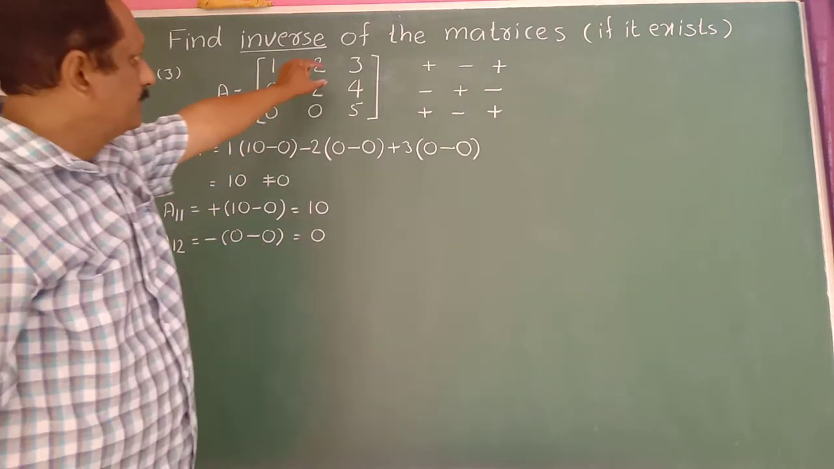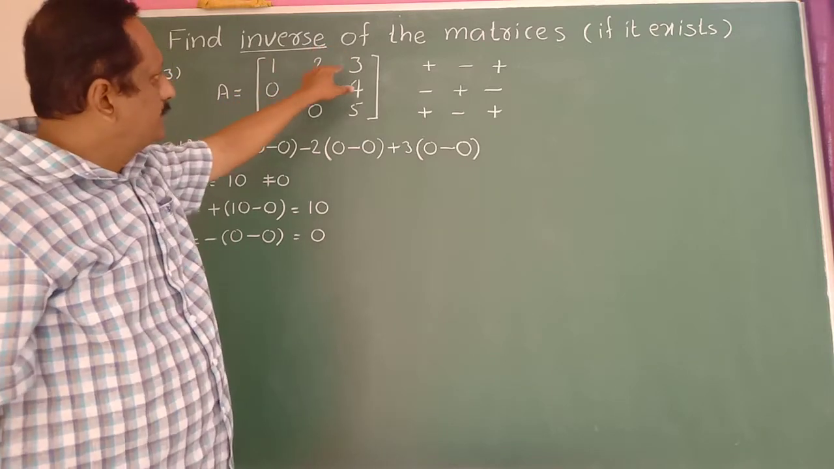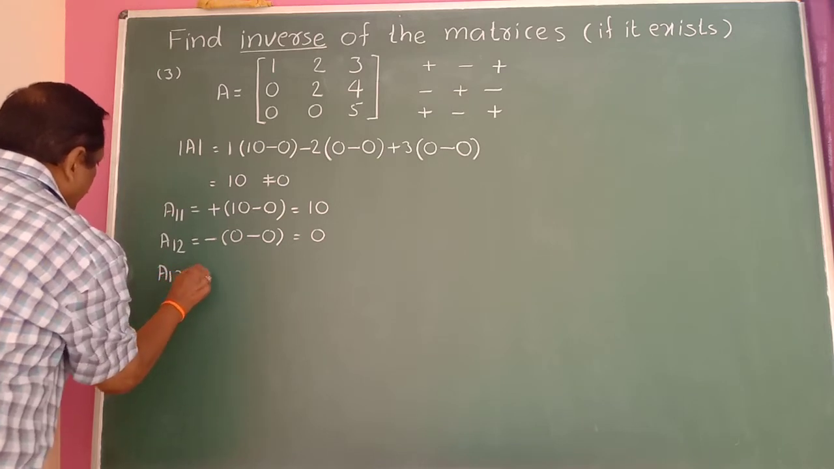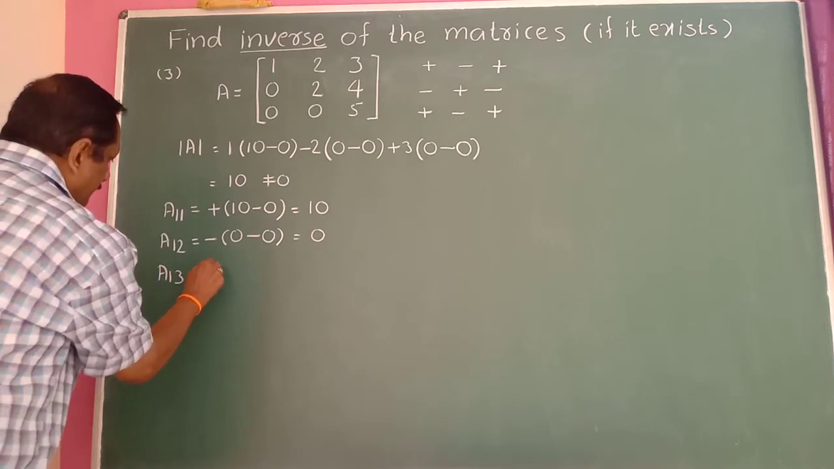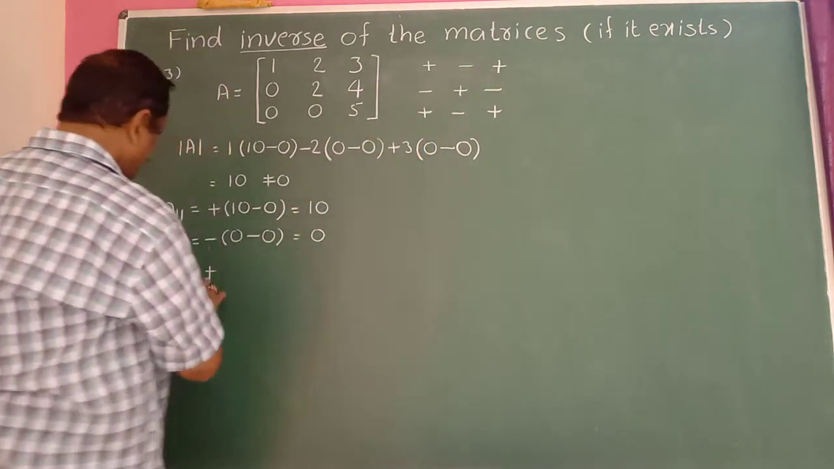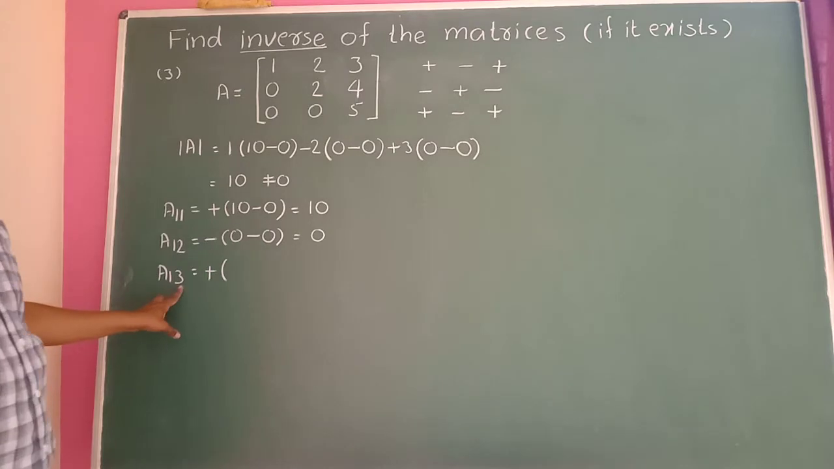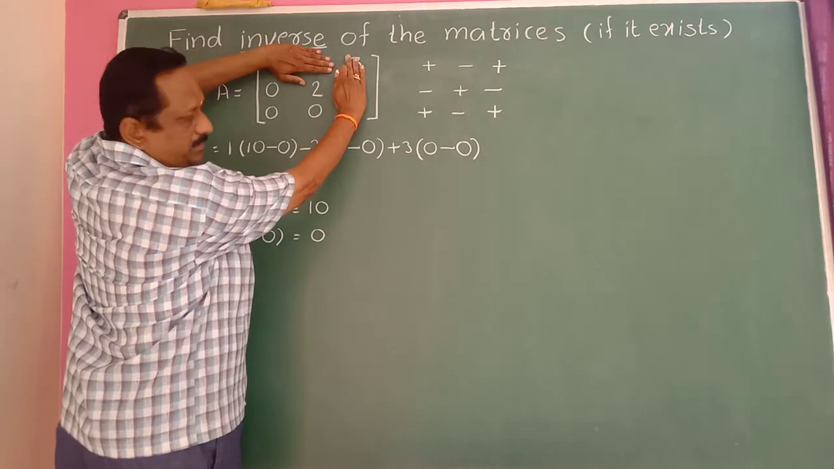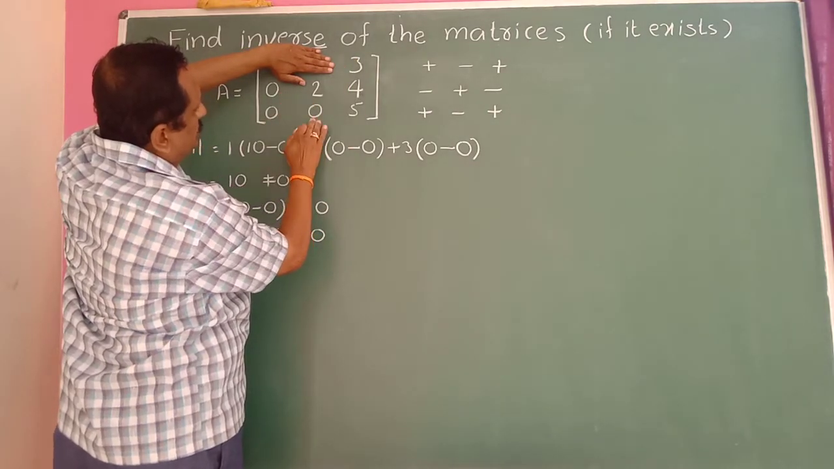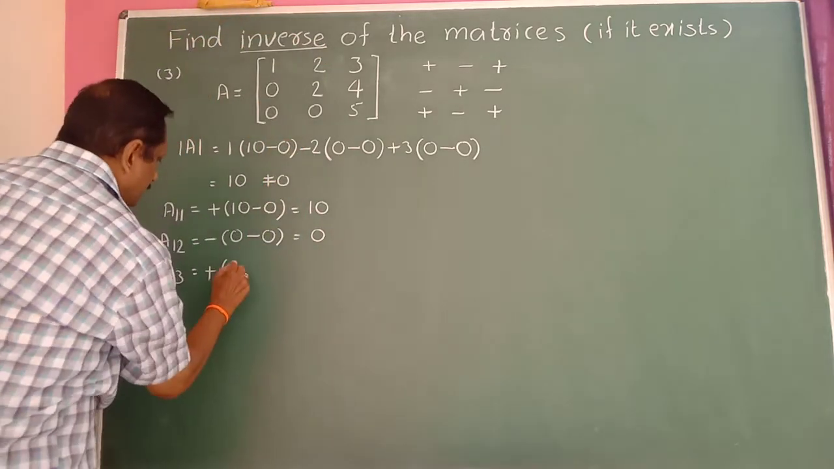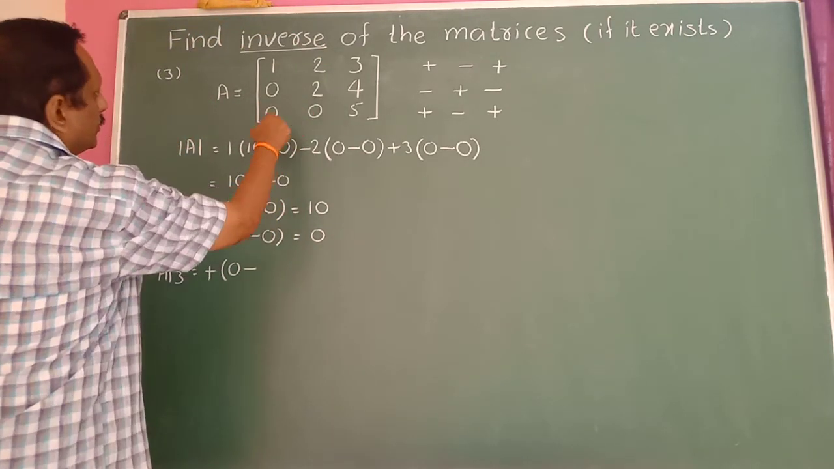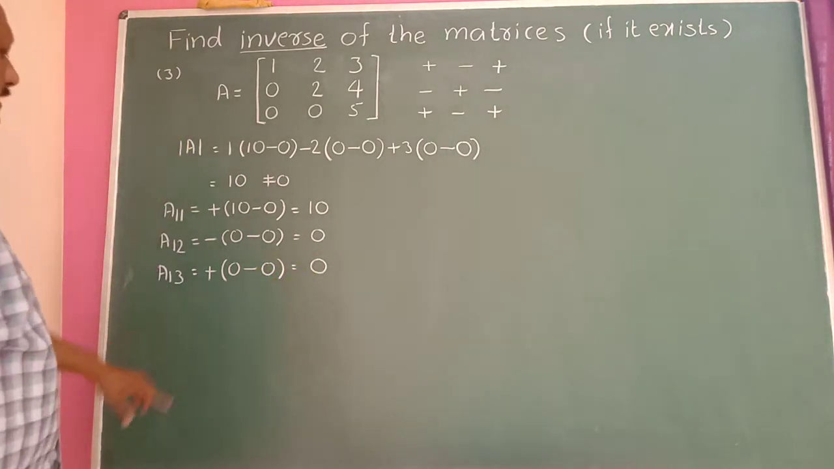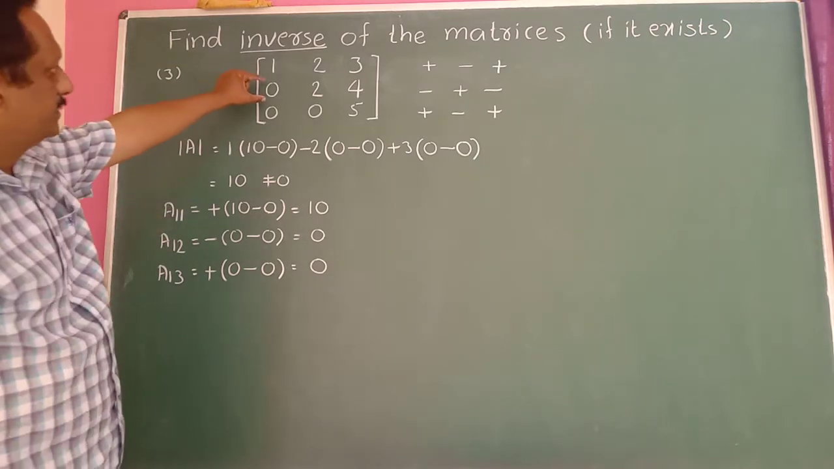Then find the cofactor of this element here. This is in the first row, third column, so A13. 1 plus 3, 4, even number, take plus sign here. Then deleting first row and third column. So delete this first row and the third column like this. Therefore remaining elements are 0, 2, 0, 0. 0 into 0 becomes 0. So write here 0 minus 2 into 0 becomes 0. Therefore A13 is equal to 0.